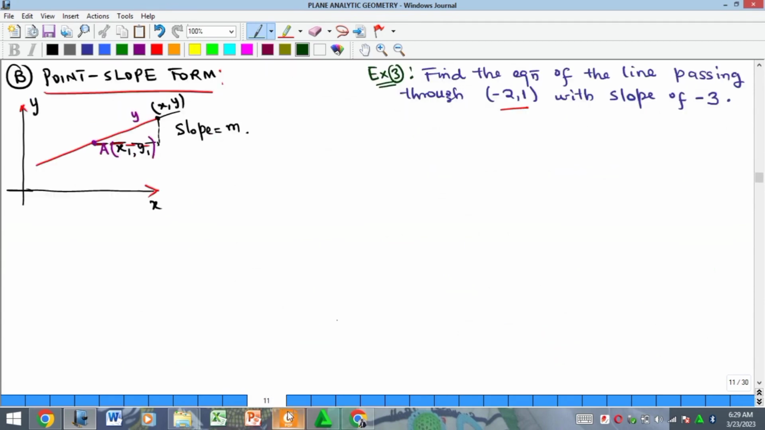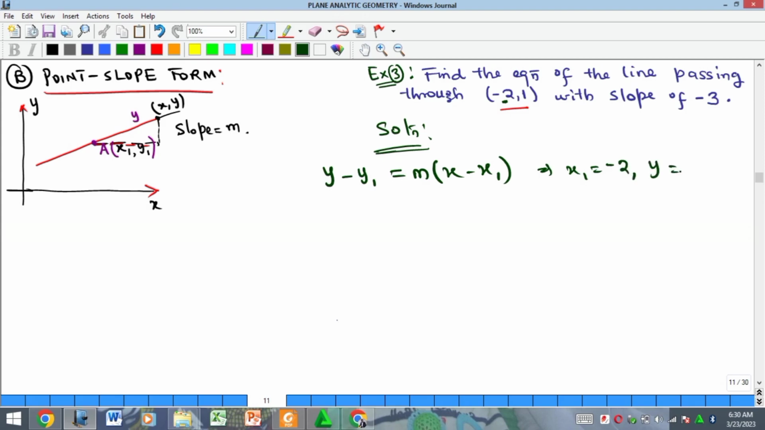So we go to the next slide, which is an example on point-slope. That means you are given a point and a slope of a particular line, and you are asked to find the equation of the line. So write your formula, which says y minus y1 is equal to m into x minus x1. And what is this x1? x1 is the x-coordinate of the point you're given. So in this case, my x1 is equal to minus 2, and my y1 is equal to what?